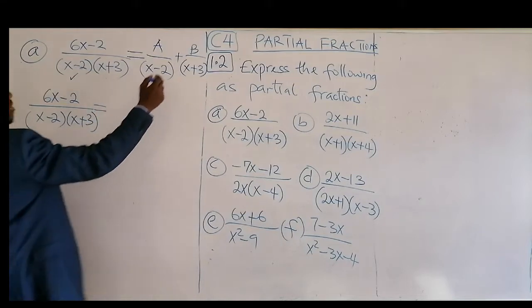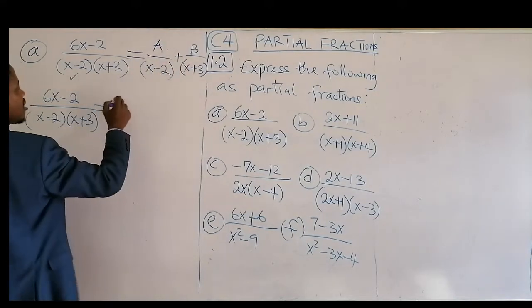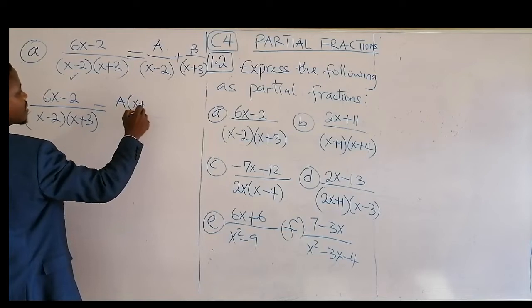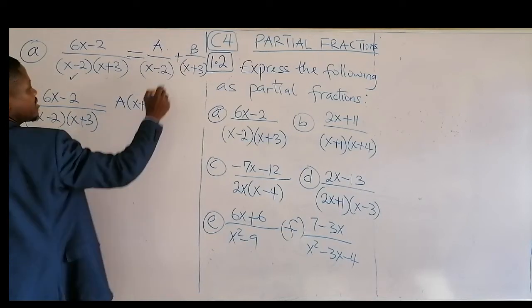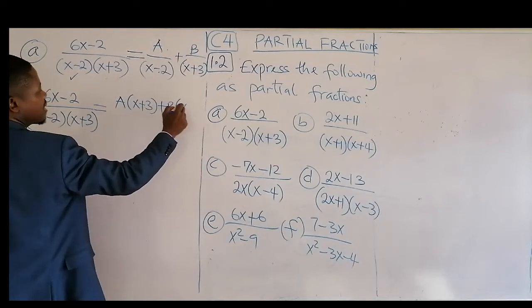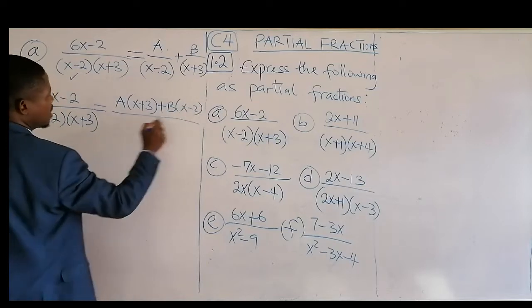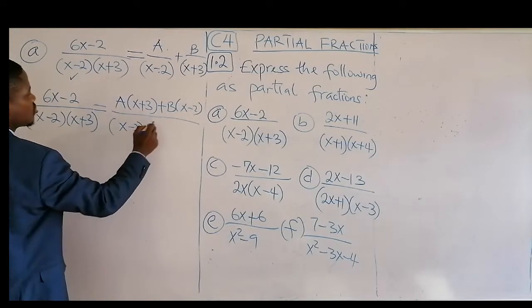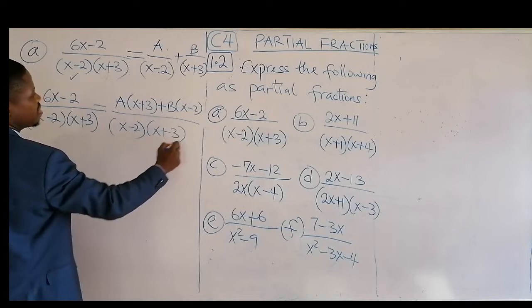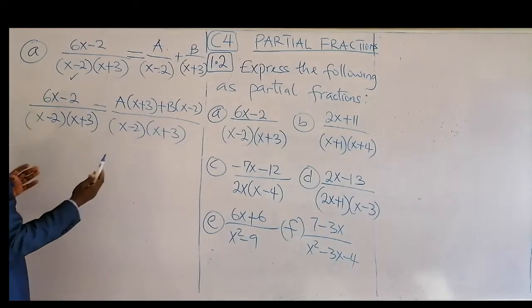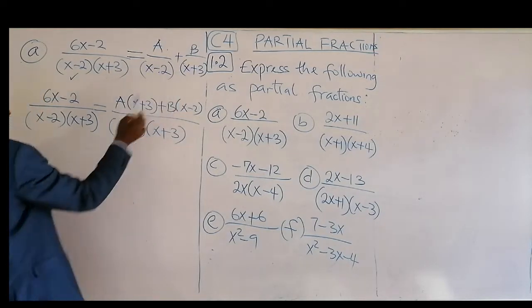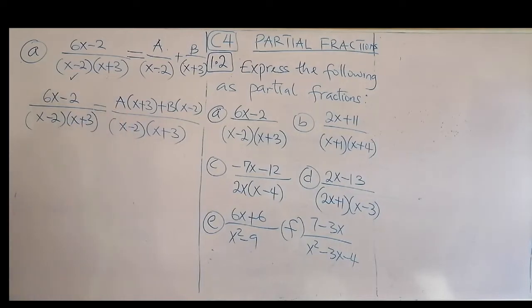Without wasting time, you can just multiply this one, go with this, that will be A times x plus 3. Then this one, go with this, plus B times x minus 2, all over x minus 2, x plus 3. So what I'm trying to do here, you can see now I've made this one as a single fraction. I've combined it together.